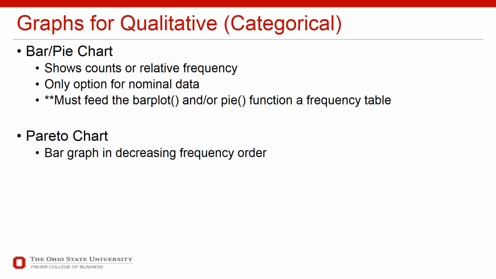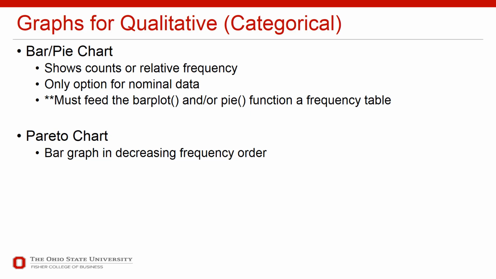The main graph for qualitative data is the bar chart. We also will talk briefly about the pie chart. But in general, remember with qualitative or categorical data, the only things we can really see in this case, the only values that we can measure, are the counts in each group or the relative frequency or percent in each group. Remember, for nominal data, this is about it. This is about the only thing we can graph to visually explore our data.